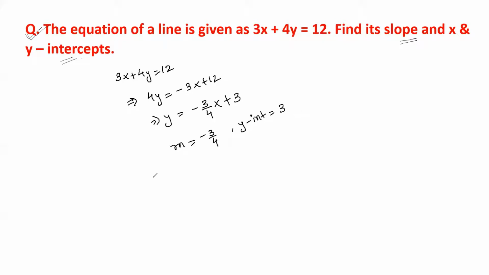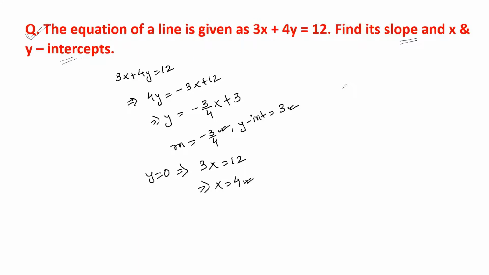Now to find the x-intercept, I can put y to be 0. In that case, this would be 3x equals 12. So x would be 4. So the slope of the line is minus 3 by 4. The y-intercept is 3 and the x-intercept is 4 units.